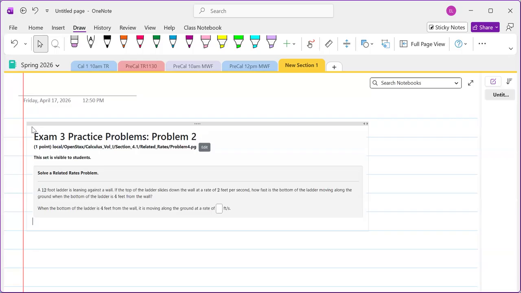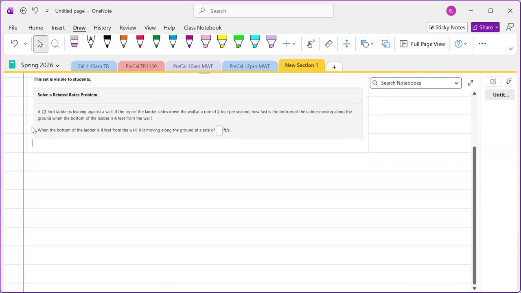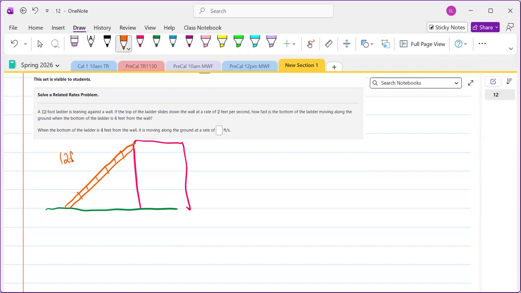So looking at problem 2 here. We have a 12-foot ladder leaning against a wall. So let's draw our picture. We got the ground. We got our building. We got our ladder. Yay, artwork. All right, we were told it's a 12-foot ladder, so let's put that in our drawing.